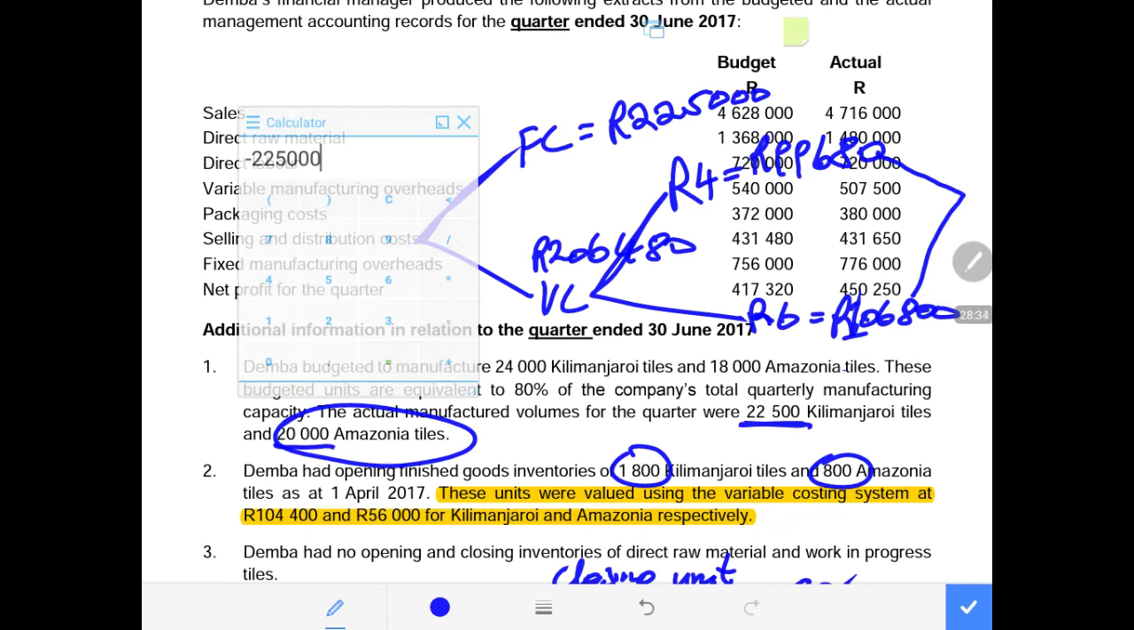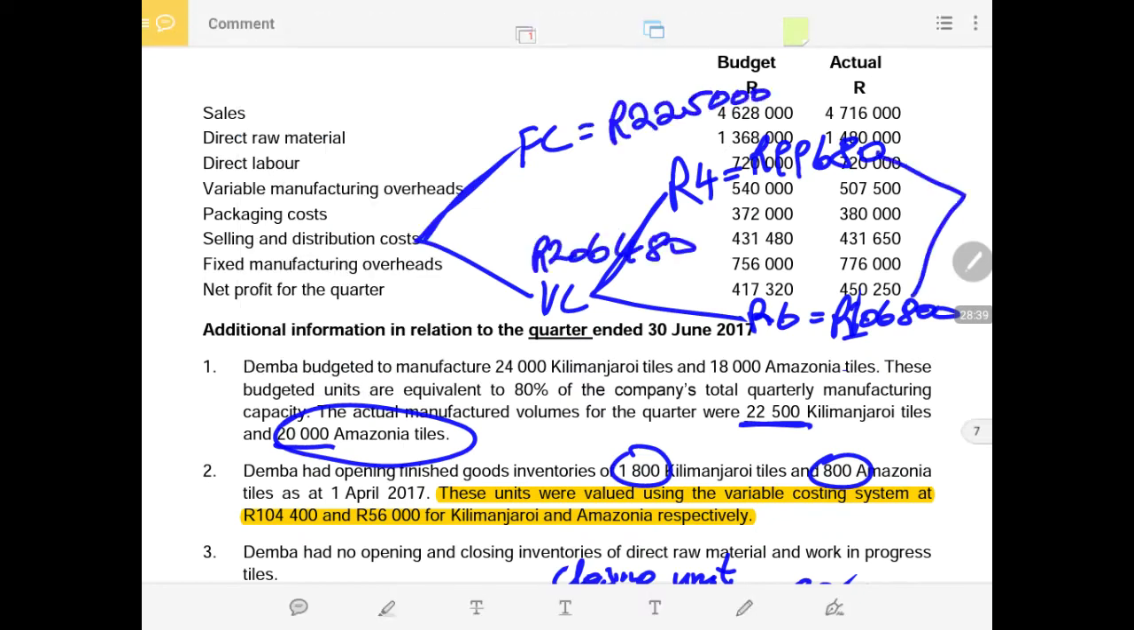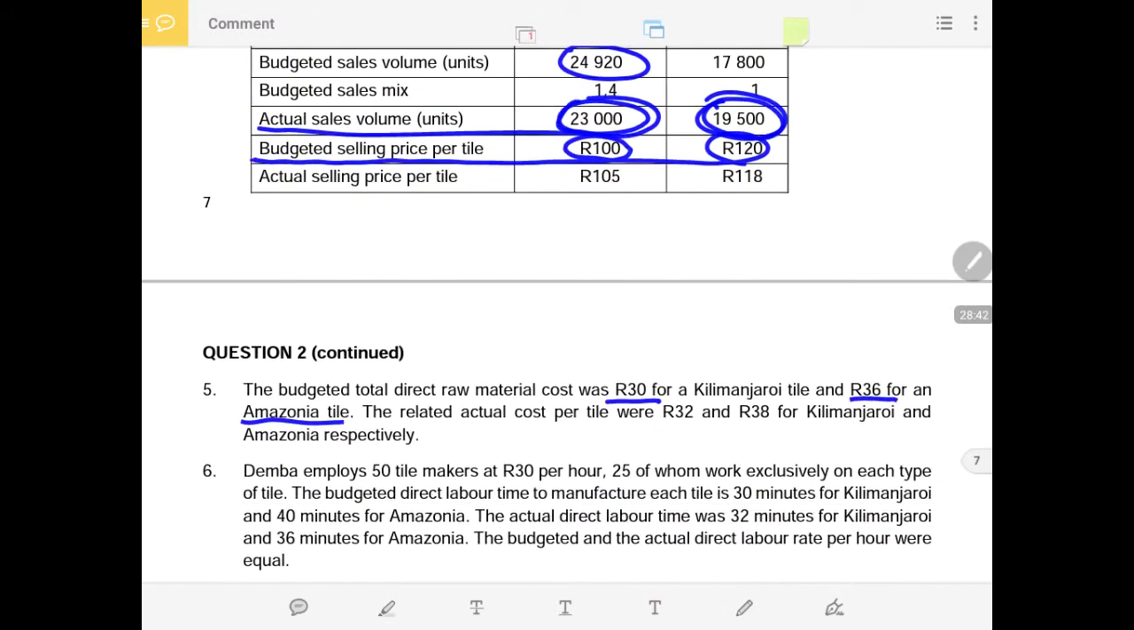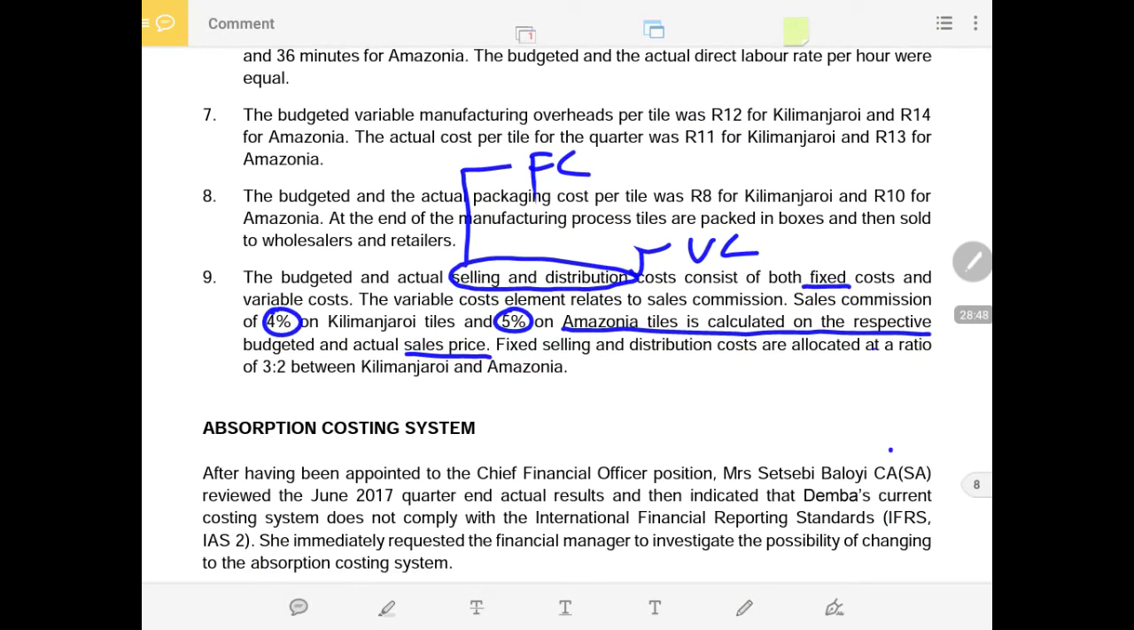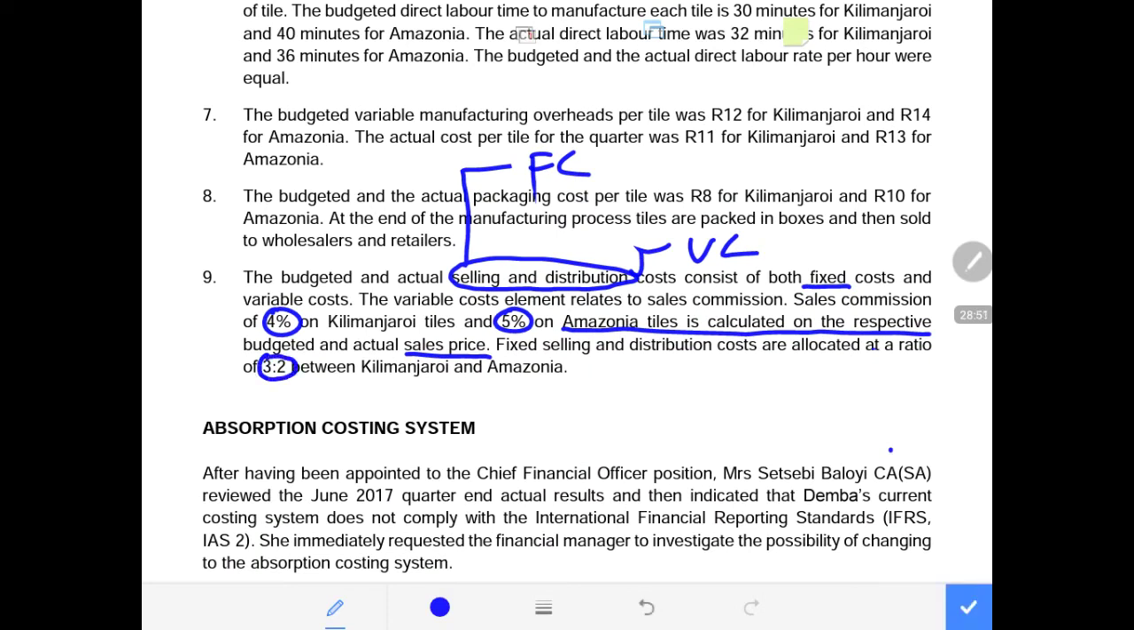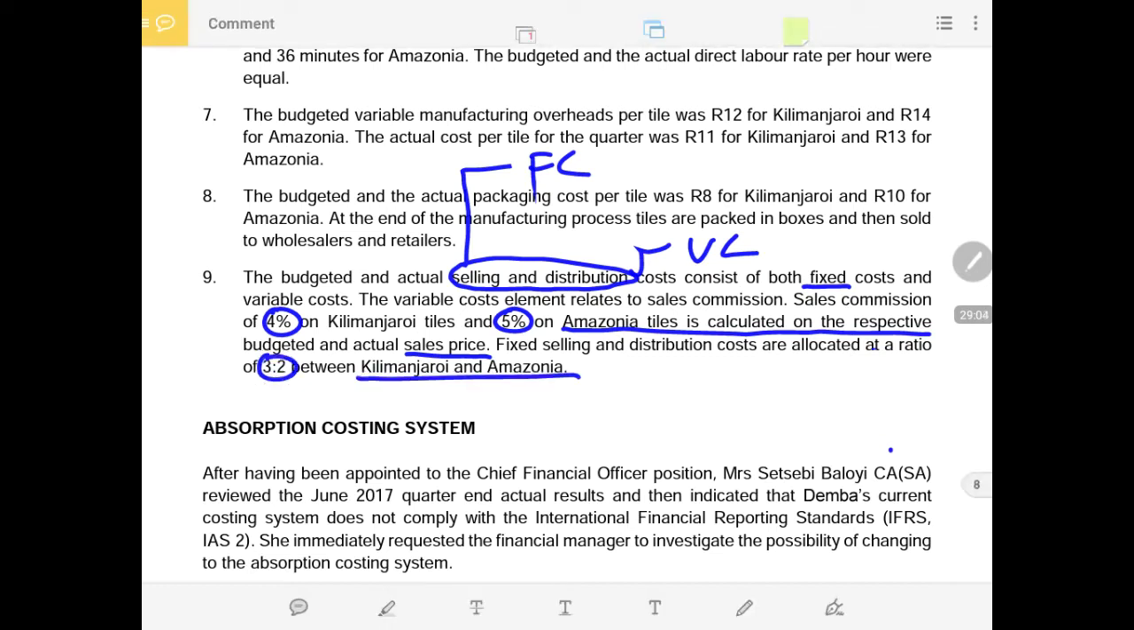225,000 is the fixed part, and the fixed part is divided now into the ratio. That's what I wanted to explain. The 225,000 is divided now in the ratio of 3:2, according to product Kilimanjaro and Amazonia. So now we can split that where necessary, but we don't need to split now, because for our break-even point, we only need one total fixed cost for all the products. So now we have highlighted that.